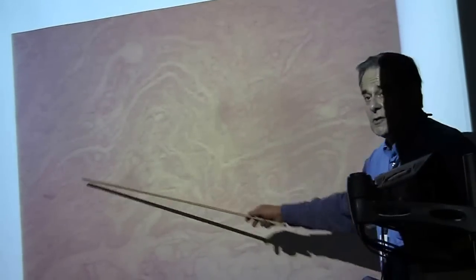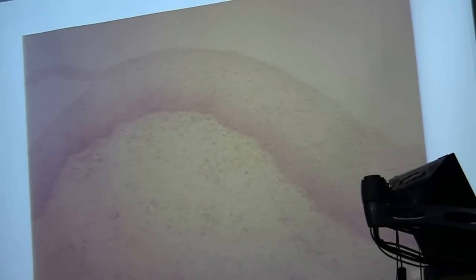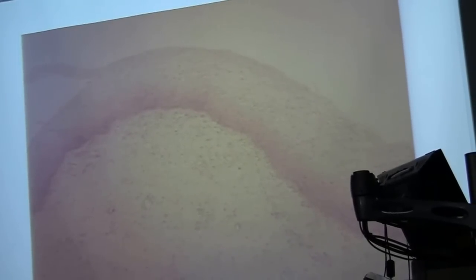The wavy material here is smooth muscle. And up here, we're back to the lamina propria. And then again, the superficial layer here is the epithelium, non-keratinized stratified squamous. Any questions?